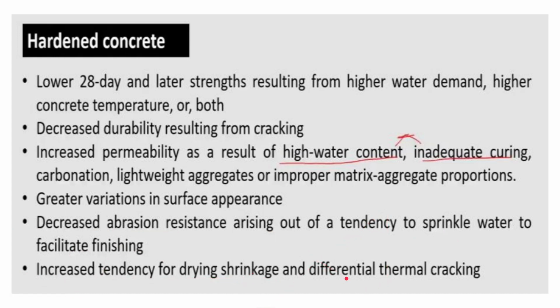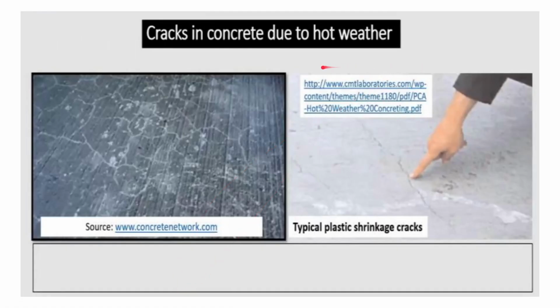And differential thermal cracking. So a lot of cracking mechanisms will occur: drying shrinkage cracking, plastic shrinkage cracking, thermal cracking. So these are some of the ill effects of hot temperature. In cold temperature, the problem was ice. In hot temperature, it is due to the greater amount of water required and the crack formation.